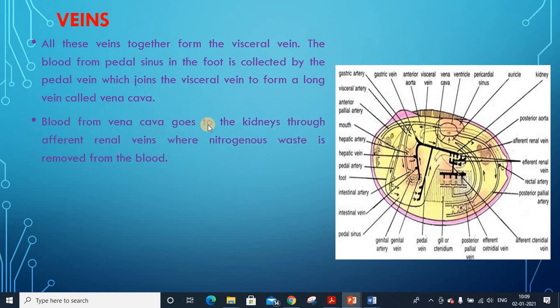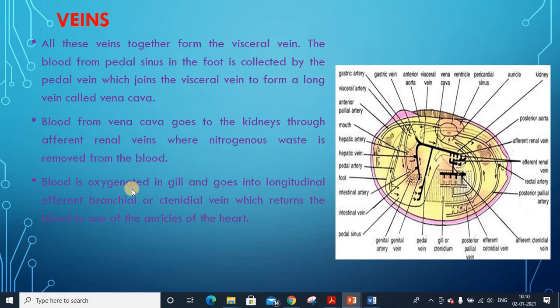Blood from the vena cava goes to the kidneys through afferent renal veins, where nitrogenous waste is removed from the blood. Here you can see the afferent renal vein which arises from the vena cava and where nitrogenous waste is removed from the blood. From the kidneys, blood is collected by efferent renal veins, which finally form a pair of afferent branchial or ctenidial veins, which send branches into the filaments of the gill.